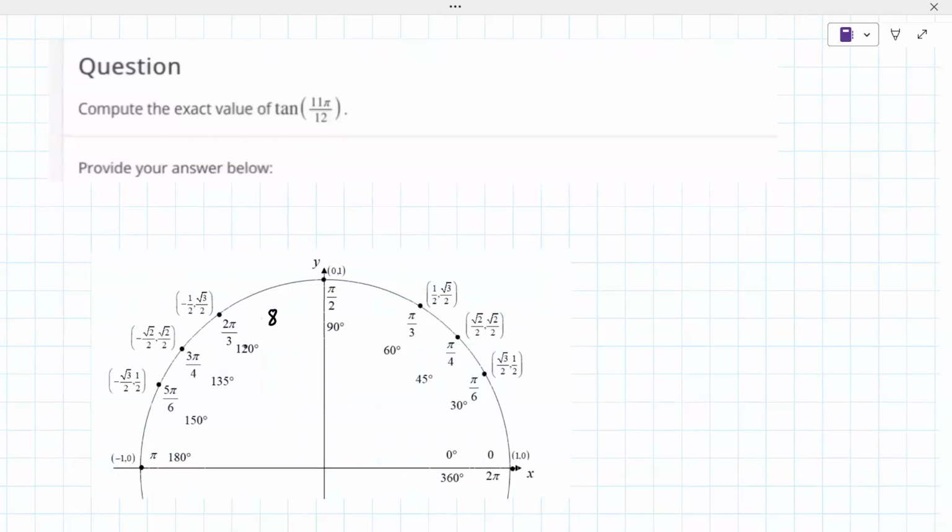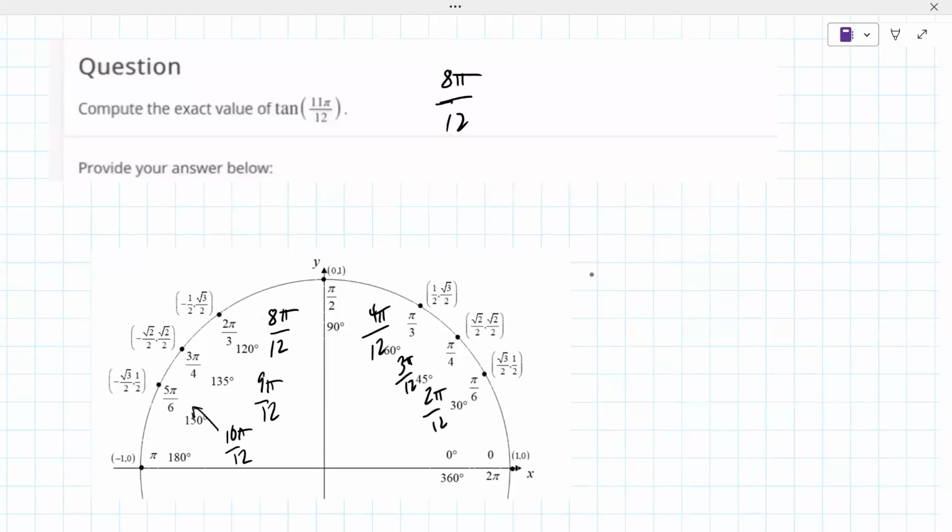So this one ends up being 8 pi over 12. The next one here is 9 pi over 12, and this one is 10 pi over 12. So I've got to use one of those. Which one are you going to pair it with? This is 2 pi over 12, this is 3 pi over 12, this is 4 pi over 12. So you can either go 8 pi over 12 plus 3 pi over 12, or you can do 9 pi over 12 plus 2 pi over 12.